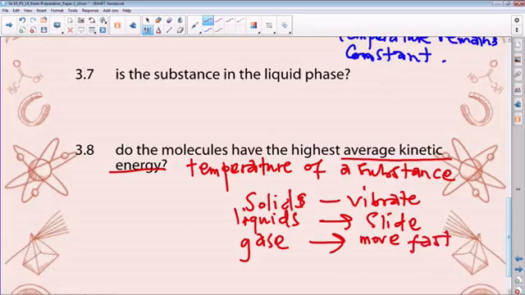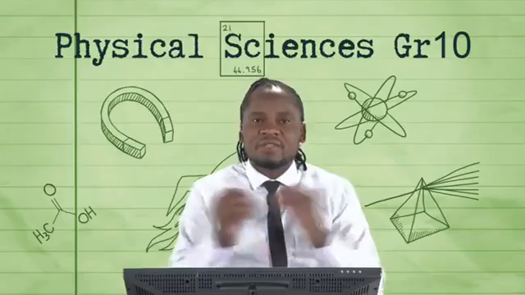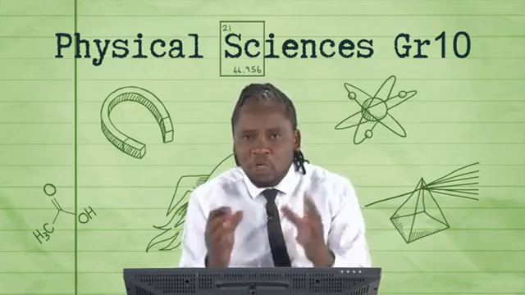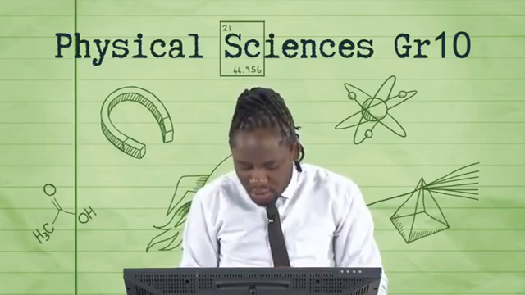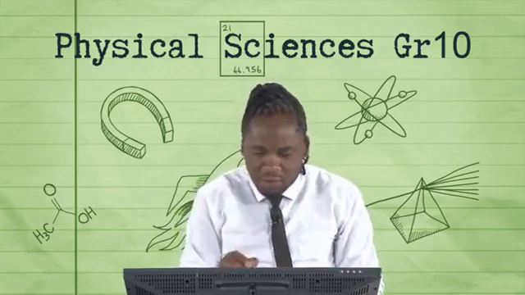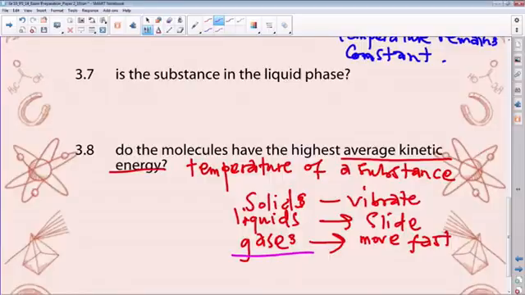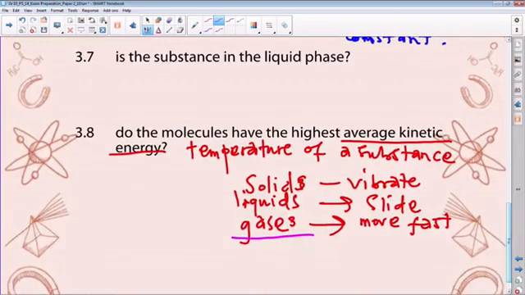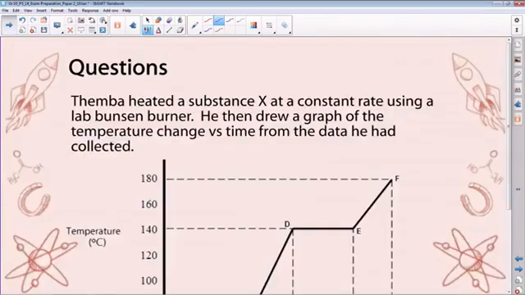So in terms of kinetic energy, we want to think of it as the energy that particles of a substance have as far as movement or motion. So in a gas, that's where you experience the highest. So we go to the graph and identify those aspects where the average kinetic energy of the molecules is greatest. That was what was important as well.